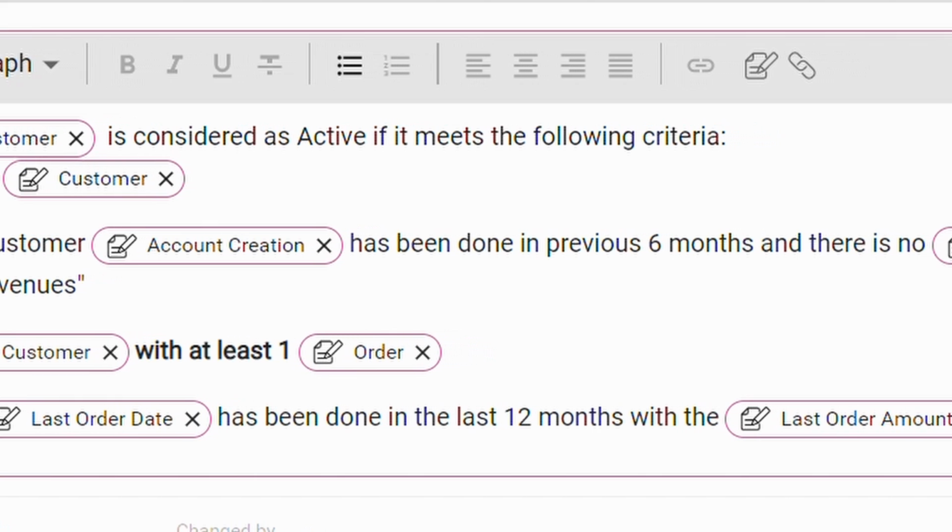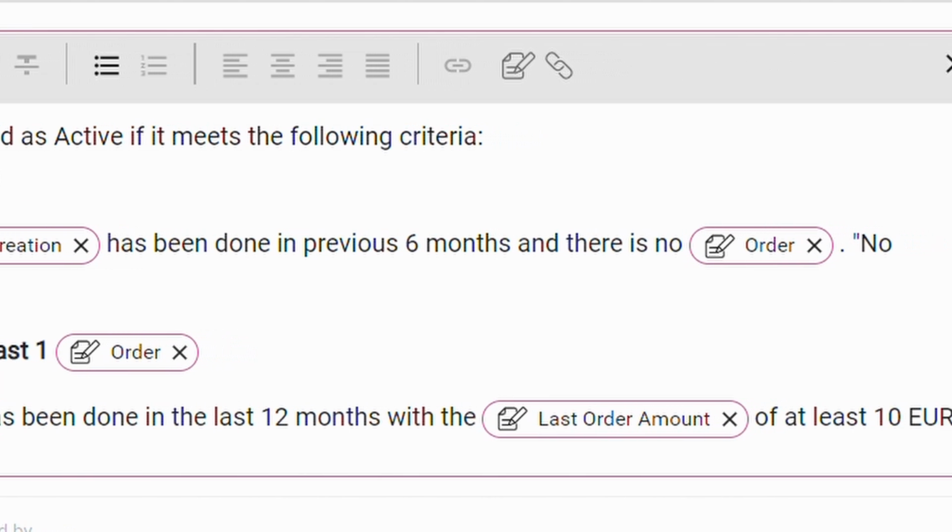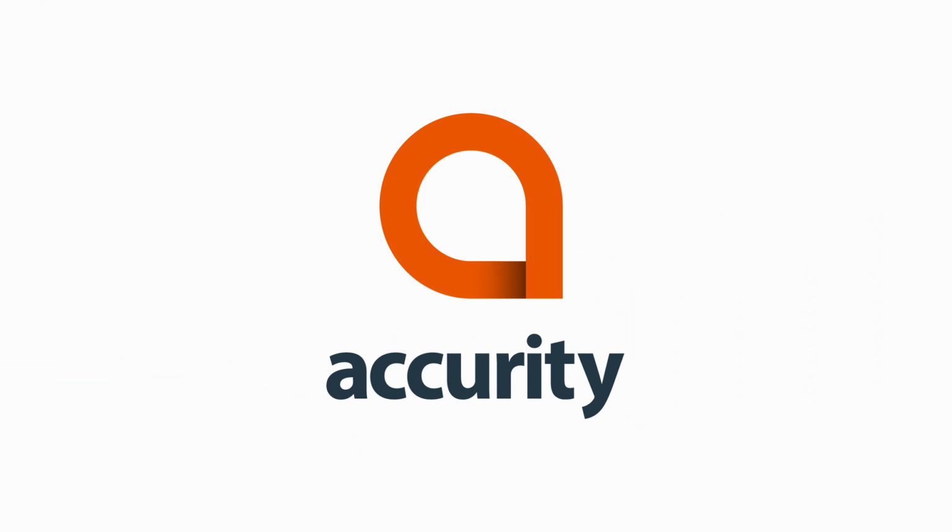Understand the meaning behind your business terms better by making them even more representative of your business. Find relation types now in Accurity.